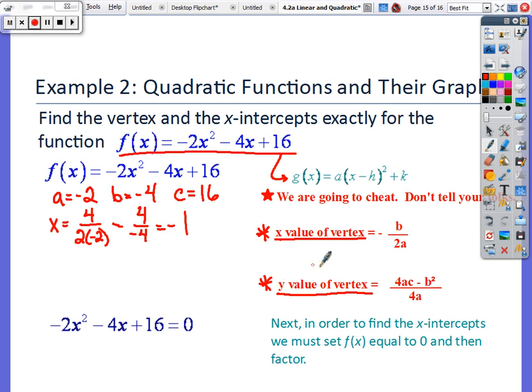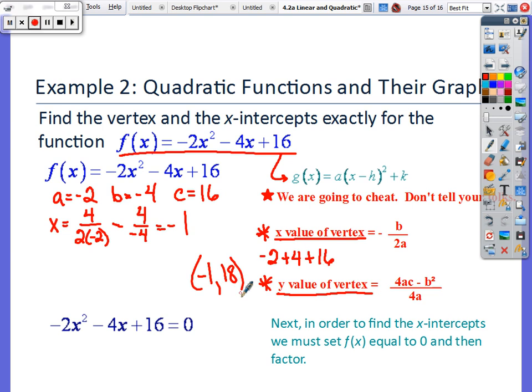So if you don't memorize the y value of the vertex, not a problem. You can take the -1, plug it back into your function, and you end up getting -2 plus 4 plus 16, which I believe ends up being 18. So -1 squared is 1 times -2, which is -2. Then we have a +4 because -4 times -1. And then we end up getting 18. So this is our vertex.